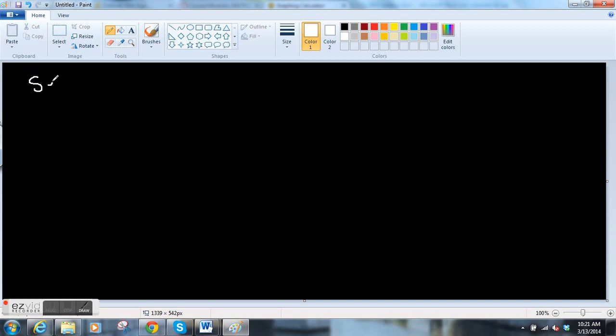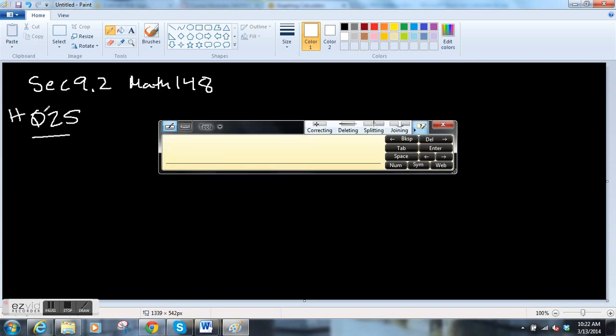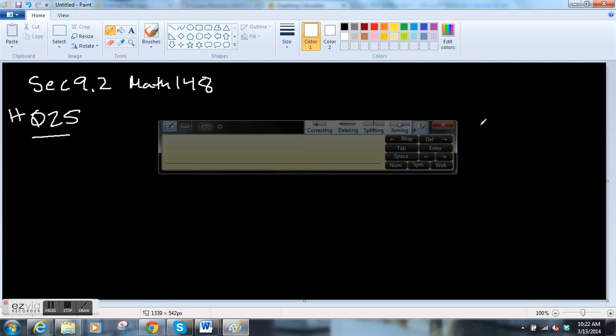Hi there, this is still section 9.2 for Math 148, our business calculus, and I'm looking at question number 25. Still looking at limits. The question says use the analytical method to evaluate each limit, and then what does the result tell you about the horizontal asymptotes? So question 25, here's the question.